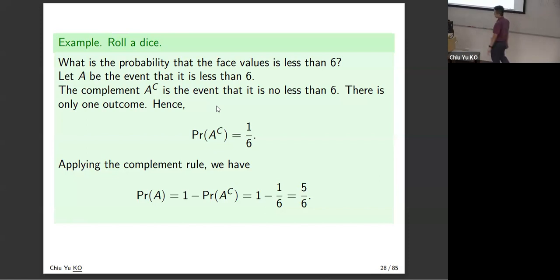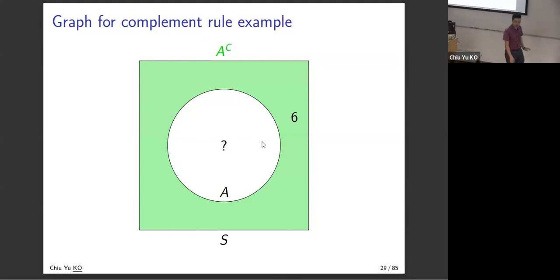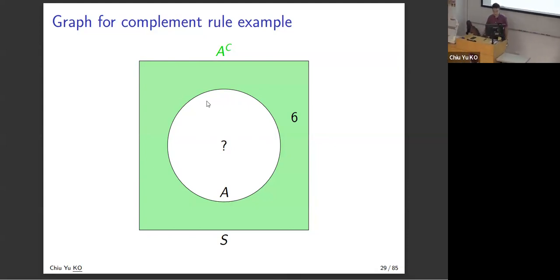Let me illustrate this from another point of view. So this is 6. I don't know what the things inside are, but I know outside I'm fine. I don't need to count how many of them are inside. I just need to know only one of them is outside and the total is 6, then we're done. So that's one way to do it.